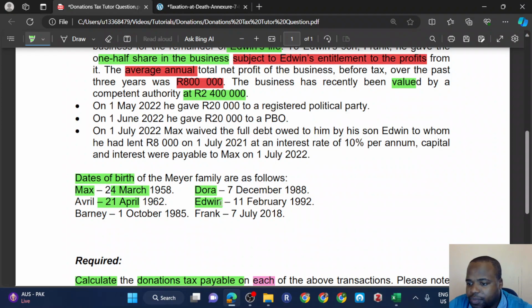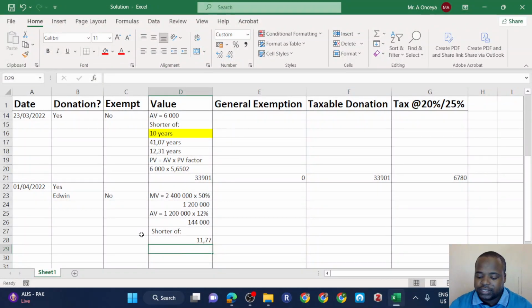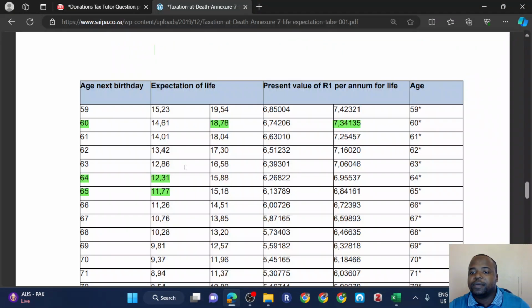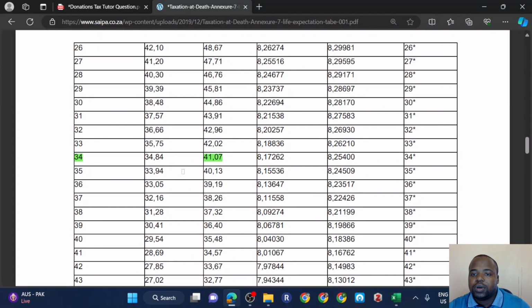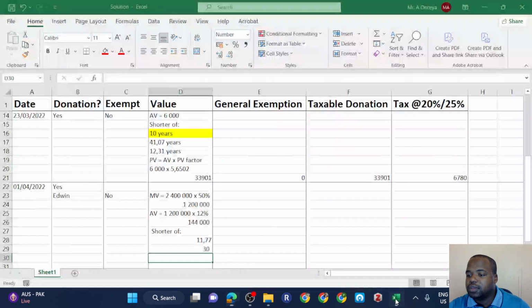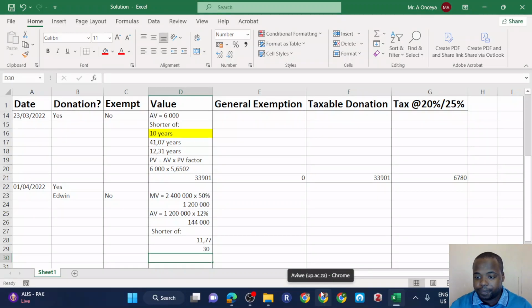So Edwin, when was he born? 11 February 1992. Since it's 11 Feb 1992, he's already had a birthday in 2022, so he's currently 30 years old. If he's 30, we come here and we look at 31, right? And because he's a male, he's expected to live 37.57 more years.